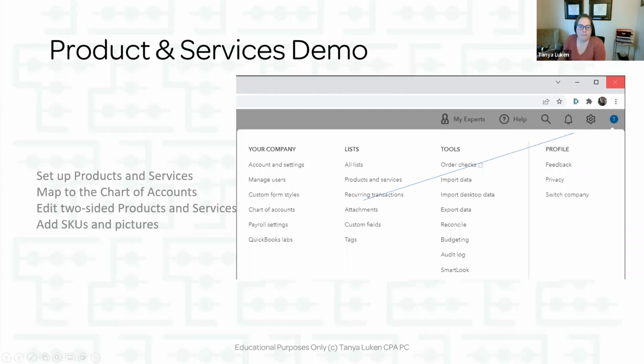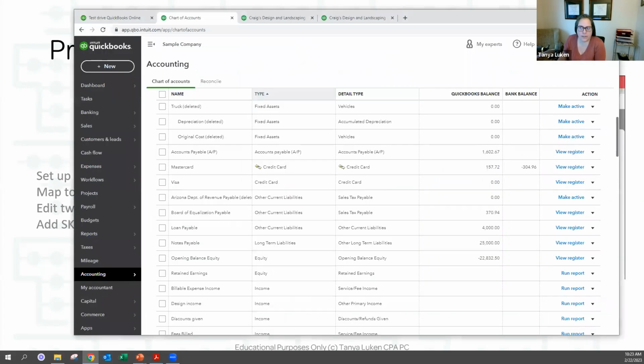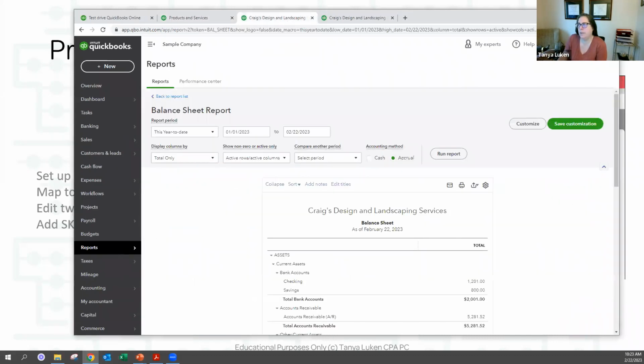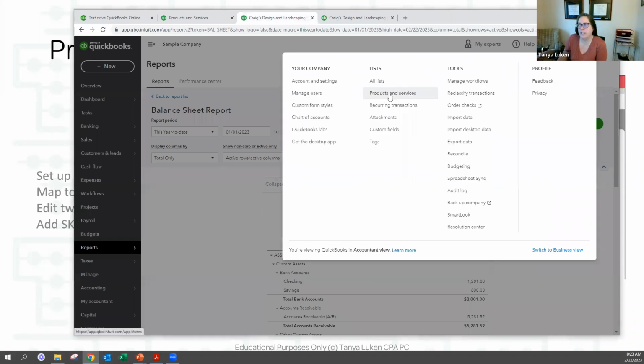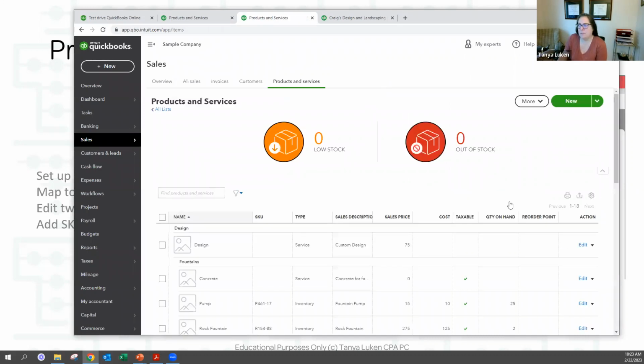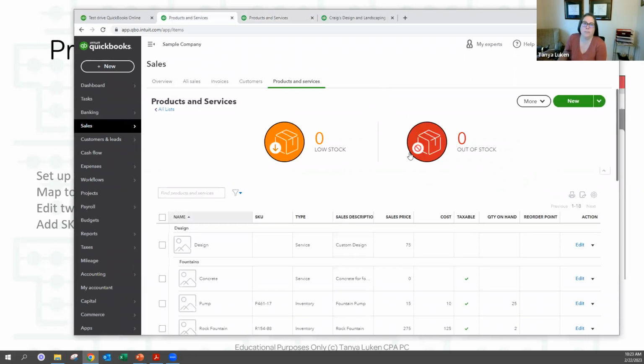So the products and services are the things that we sell. So remember, because it's QuickBooks, there's 15 ways to get there. So you can go to sales and products and services, or you can go to your gear icon to products and services under your list menu. Either way, it gets you to the exact same place. Here's my products and services.